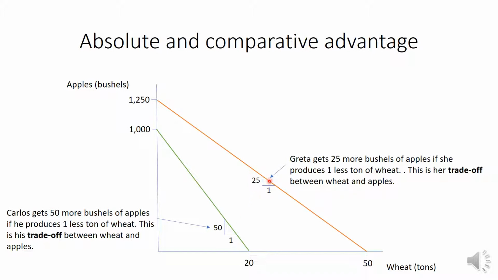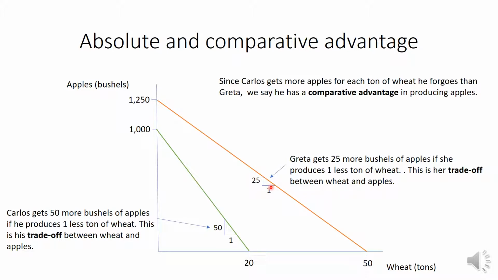Greta's trade-off is more shallow. So if she wants to produce an additional ton of wheat, she only has to give up 25 bushels of apples to do that. So the important thing to recognize here is that Greta and Carlos face different trade-offs in choosing how much wheat or apples to produce. Greta in particular has a shallower trade-off between apples and wheat than Carlos does.